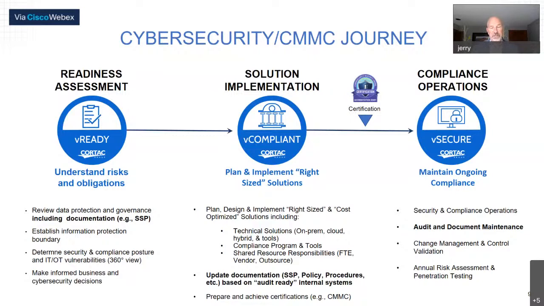Any folks that have DFARS flow down clauses in their contract know that they actually have to, as of law, as of November 30th, report a SPRS score to the SPRS system, which is the Supplier Performance Risk System. And that tells you basically a score based on some scoring criteria around those 110 controls that the DoD wants to know your security posture. So you actually are reporting to the DoD and being accountable for the information that you're sharing.